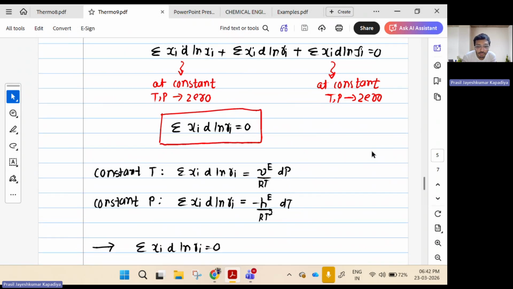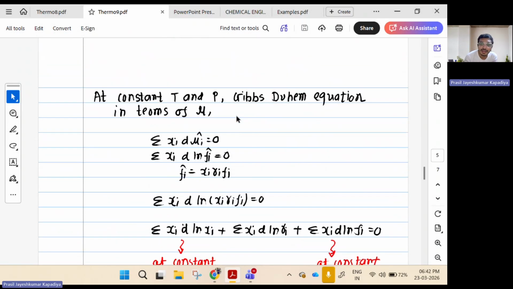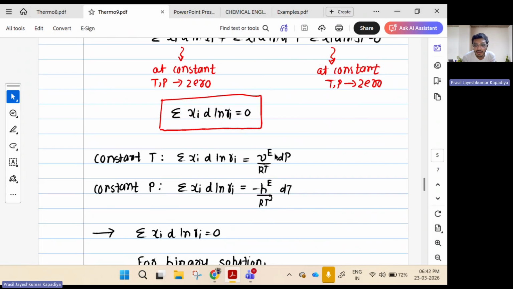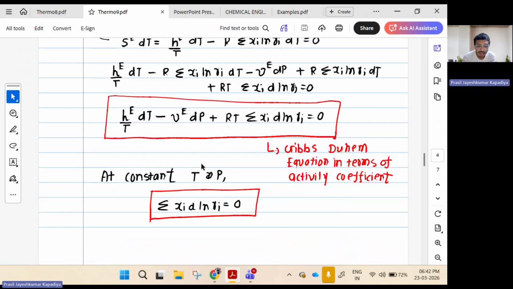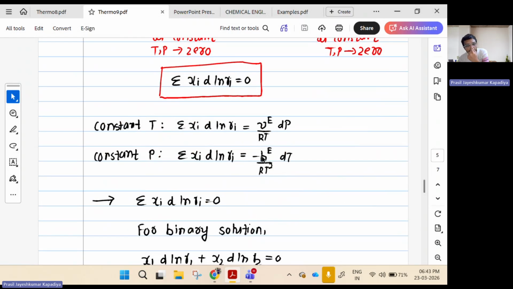Now at only constant temperature, this term is going to be 0. So we are left with VE dP is equal to RT summation xi d ln gamma i. And when I am dealing with constant pressure, this term is going to be 0, so we are left with HE dT is equal to minus RT square summation xi d ln gamma i. Okay, so this is all about the Gibbs-Duhem equation, and the Gibbs-Duhem equation is really a very important phenomenon.